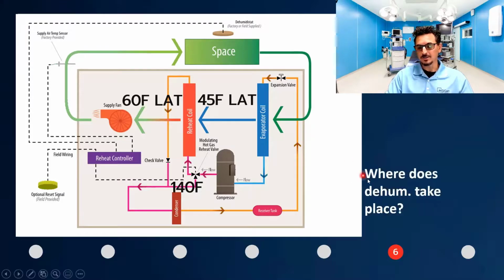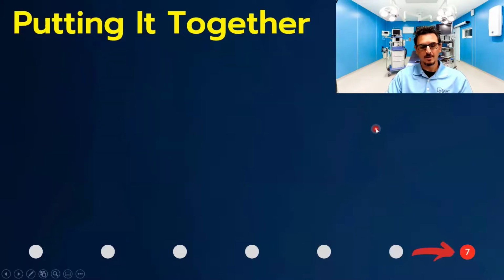So I always like to ask this question: where does the dehumidification take place in this system? A lot of people believe that this is where you're dehumidifying, which is not correct. You're actually dehumidifying at the evaporator coil, because the coil is at a lower dew point than the air, and it's pulling the moisture out. This is only a sensible heat device. Just thought worth mentioning.